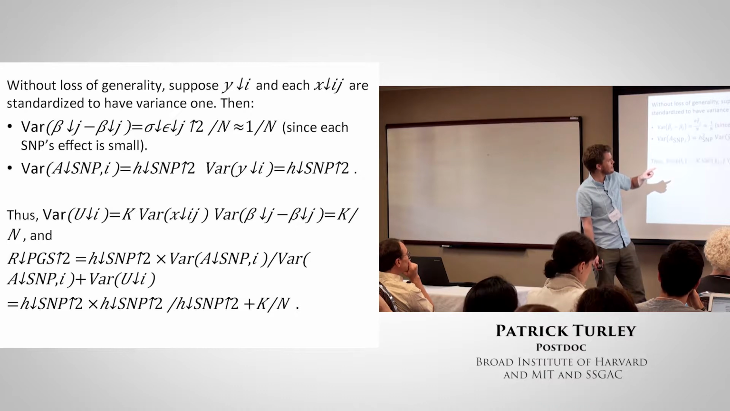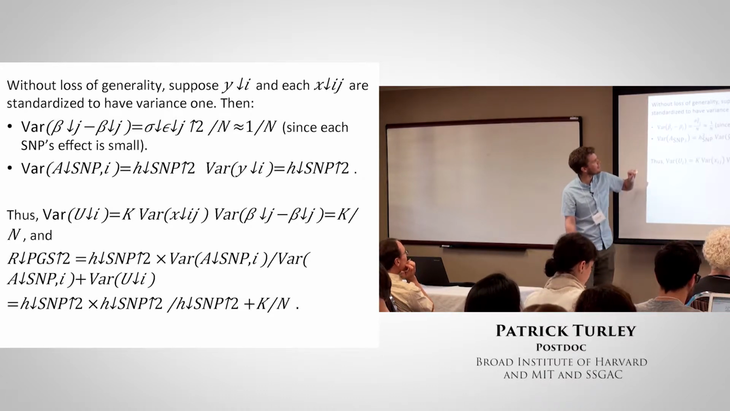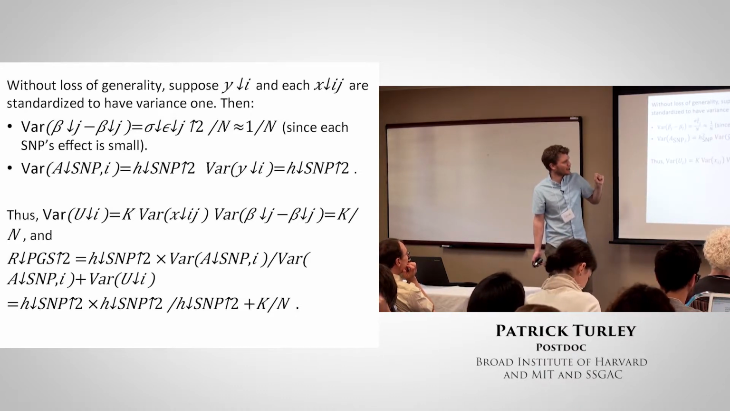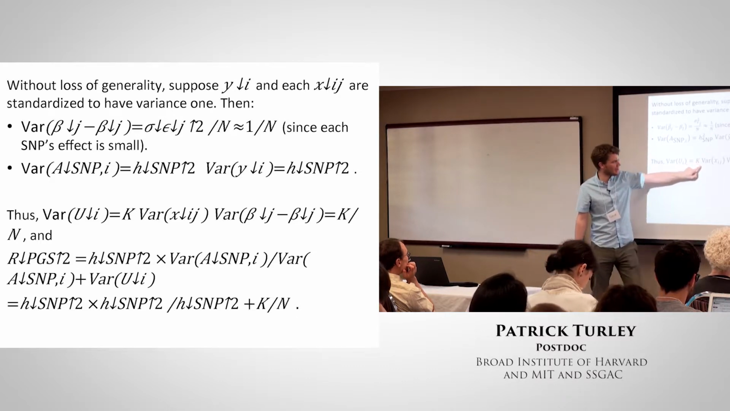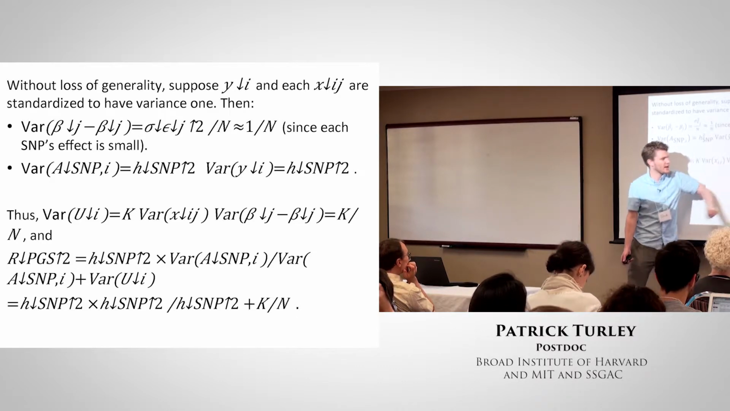It's on that slide. Did I miss it? Yeah, it's the top bullet point. The top bullet point. Variance of beta hat minus... Oh, just where's the k though? The k's out here. Sorry. Yeah. So k, and then this is just 1 over n. So k over n.